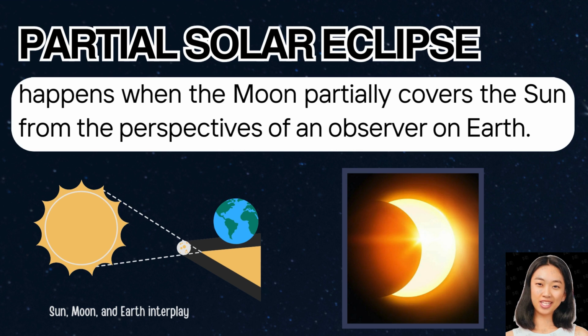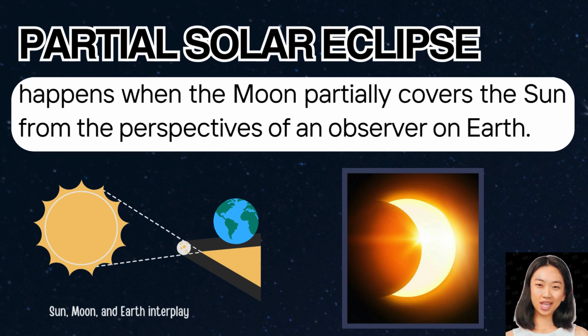look like a bite has been taken out of it. This type of eclipse is more common than a total eclipse but still fascinating to observe. If you were observing the sky through special glasses, you might see a crescent-shaped sun because the Moon is blocking only a portion of it. By the way, why do you think we need special glasses to observe a solar eclipse safely?